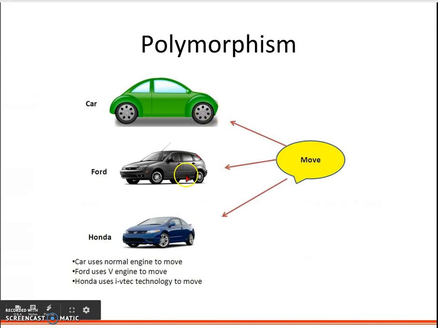See here, 3 objects: car, Ford and Honda. Both have a method called move, but the operation of move is different for each car. This one is using a normal engine, this one is using a V engine, this one is using hybrid technology.